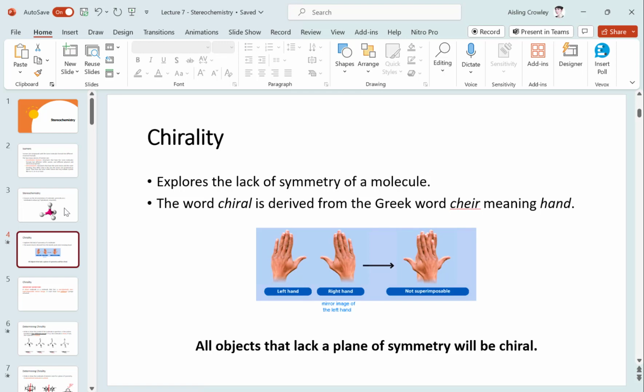So essentially your hands are lacking a plane of symmetry, they're asymmetrical. Okay, so we can also have molecules that are mirror images, so if we lay them down side by side, they will be mirror images of each other, but if we try to overlap one on top of the other, due to their configuration within a 3D space, they are not superimposable. Okay, and usually when you have those 2 things, so being mirror images but not being superimposable, they will be lacking symmetry.